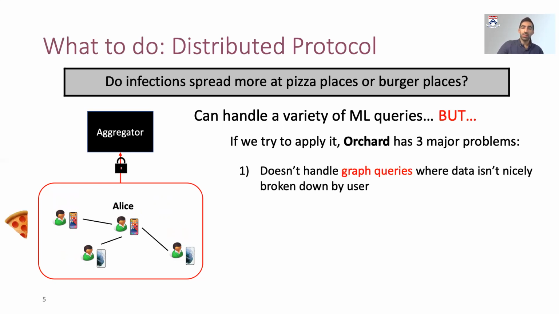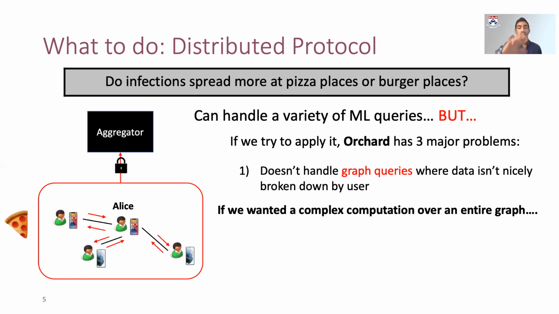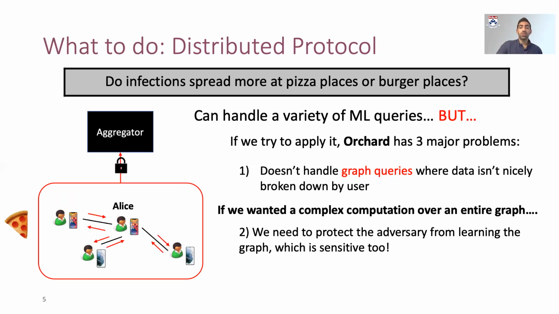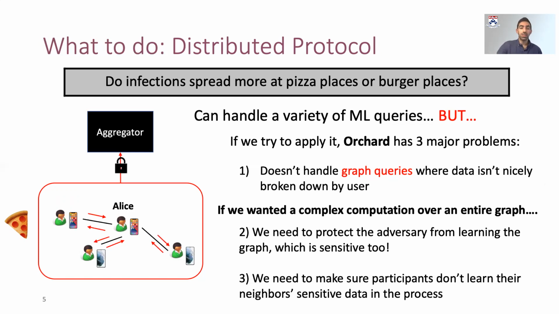So in this case, the data isn't nicely broken down by users. So to find the histogram for pizza places, we would have to find the other users that our infected user Alice came close to while she was there, and then figure out how many of them were diagnosed with COVID shortly afterwards. And this isn't something that Alice's phone can know by itself because the diagnosis would happen much later. So rather, we need to do some sort of complex computation over an entire graph. And if we do that, we also need to prevent the aggregator from learning that graph, which is sensitive too, and in the process, make sure that participants don't learn their neighbor's sensitive data.